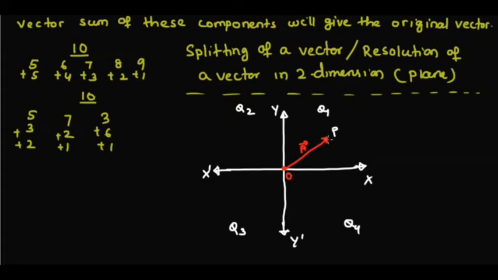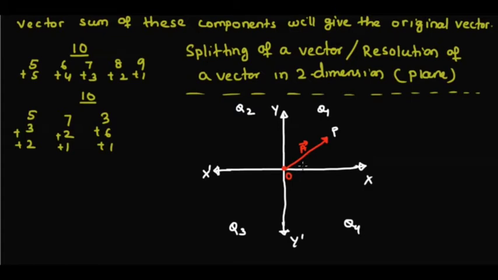Now I will resolve this vector OP into its components. I have taken the plane, which means we have two axes, x-axis and y-axis. So I will split the vector into two components. But if I consider space, three dimensions x, y, z, then I will split the vector into three components. So first we will learn how to resolve a vector into two components, and we will generalize that concept so that we can split a vector into three components.